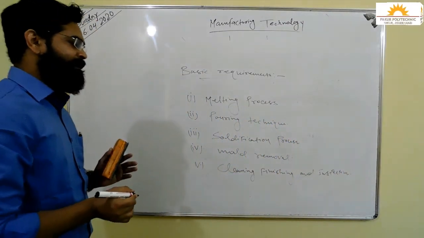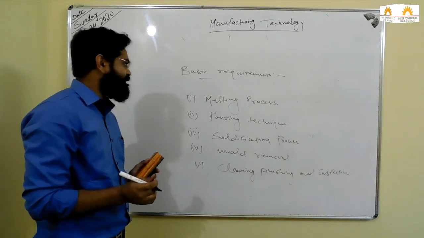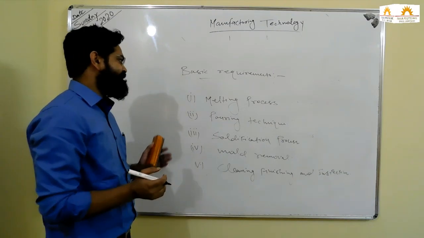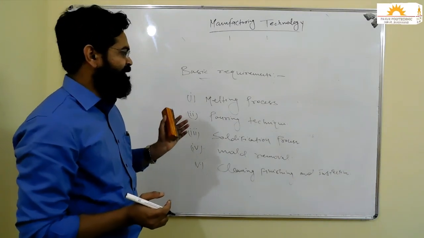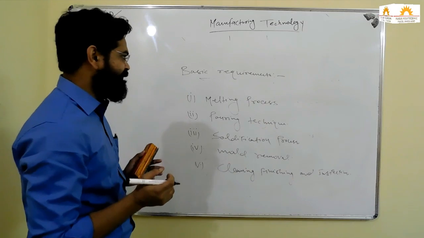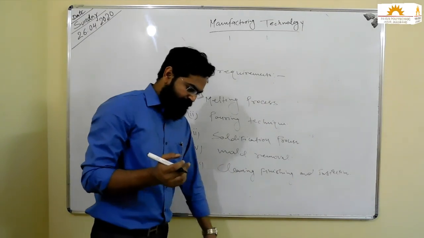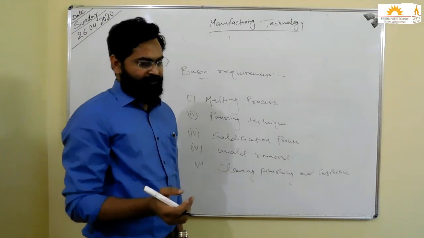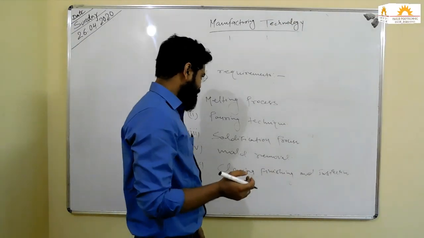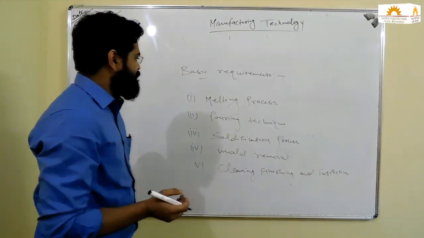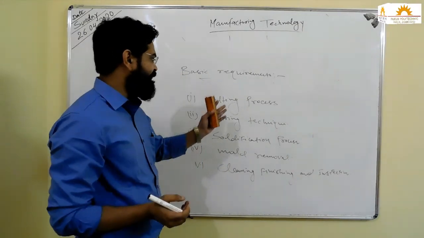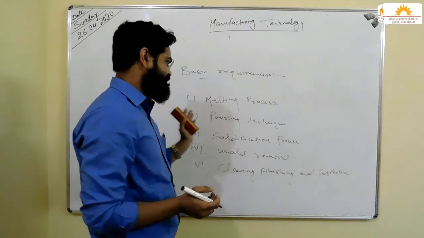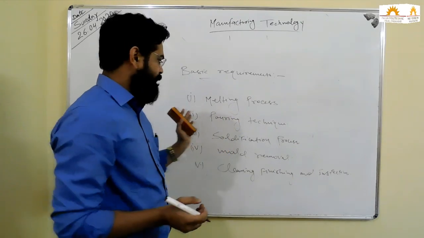In the whole process of making an object, the basic requirement to cast any object is, the first process is the melting process. First we will melt our desired metal to get the object. So the first process is melting, then the pouring technique is used, and next the solidification process, and next mold removal.